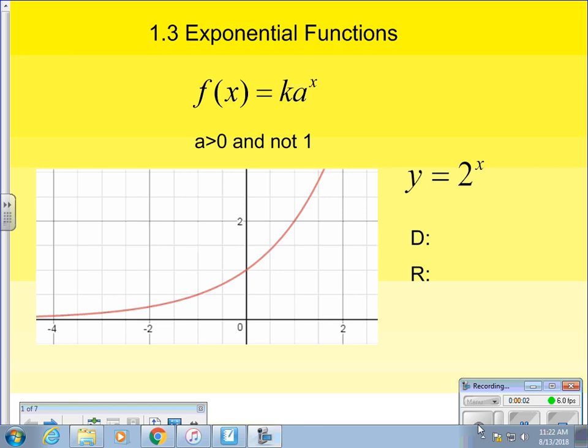Once again, this first chapter is all about reviewing things you need to know to be able to get through the rest of it. The easy stuff, review, because it's going to get hard. Exponential functions, we will work a lot with exponential functions.